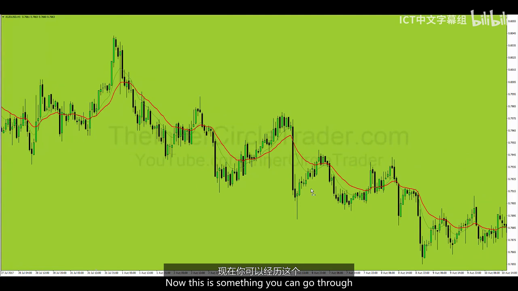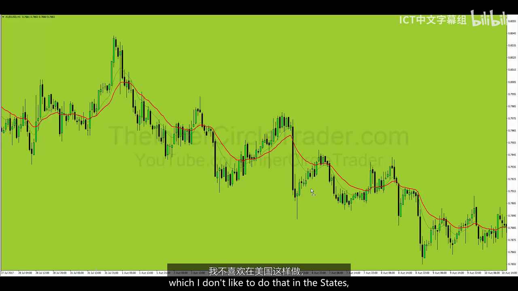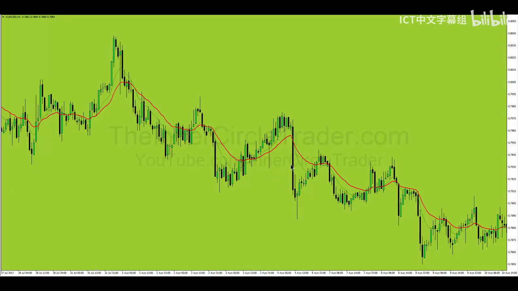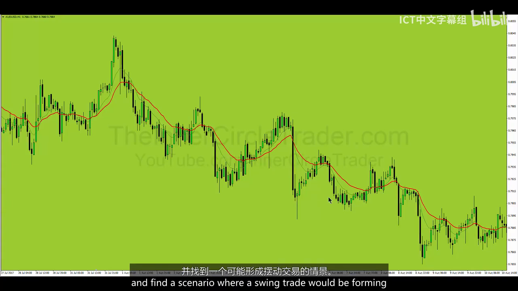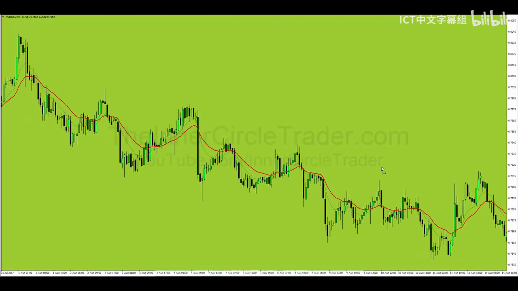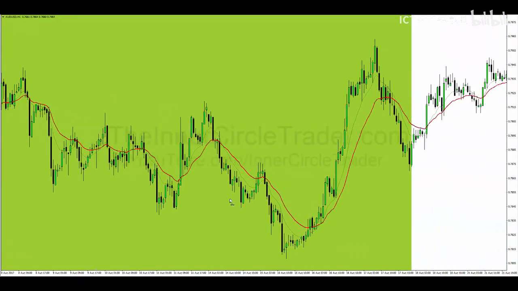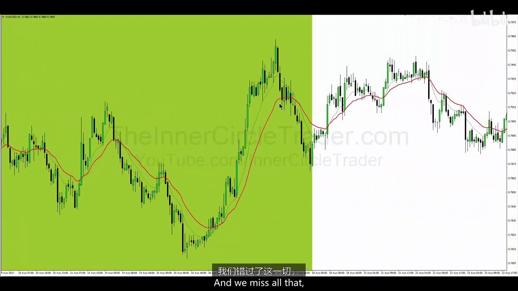Now, this is something you can go through all the majors with. Or if you like to trade exotics, which I don't like to do in the States, I don't get the tax treatment for anything that's not coupled with the dollar. So you guys can look for every pair out there, 28 pairs. You can go through this and find a scenario where a swing trade would be forming with this insight. And again, we're inside the green shaded area, so there's nothing we can do in terms of a buy while the price is below the red line, and we miss all that.